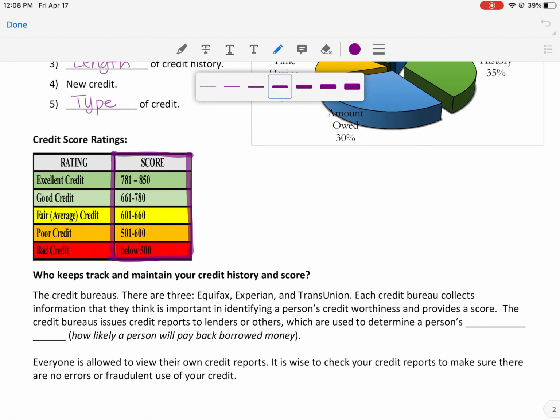Okay, last but not least here, who keeps track and maintains your credit history and score? The credit bureaus are the ones who do that, and there are 3 that do it. Each credit bureau collects information that they think is important in identifying a person's credit worthiness and provides a score. The credit bureau issues credit reports to lenders or others, which are used to determine a person's credit risk. How likely a person will pay back the money borrowed. Everyone is allowed to view their own credit reports, and it's wise to check your credit report to make sure there's no errors or fraudulent use of your credit.